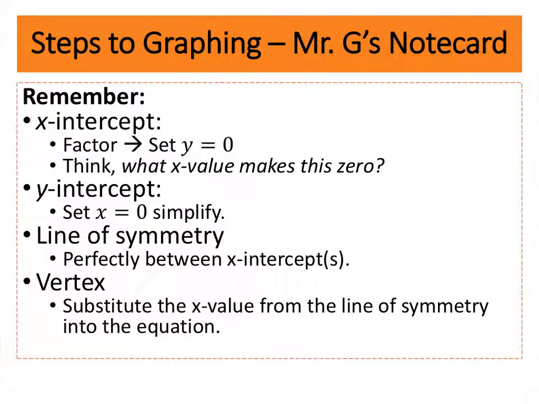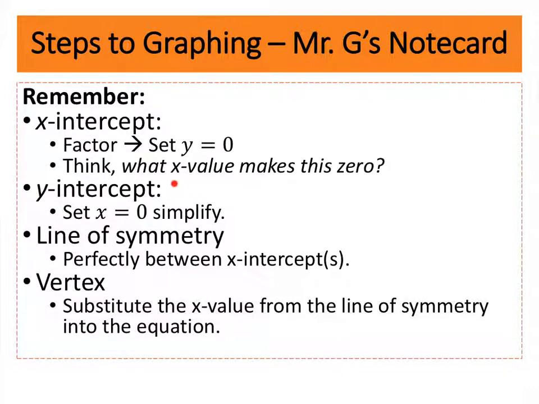So these are my notes if I were to have a note card of how to graph a quadratic. There are really four main parts that I want. I want to know the x-intercept, so that's where it crosses the horizontal axis. The first thing I need to do is factor and then set y equal to 0. Once I set y equal to 0, I have to think to myself, what x values make this 0? We'll talk through that in a moment.